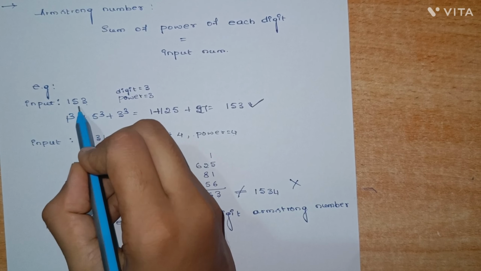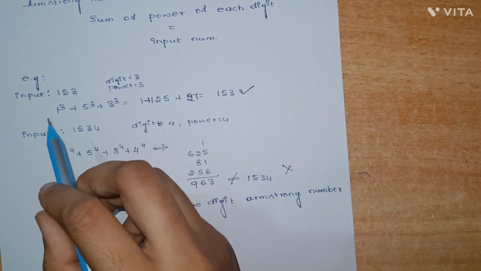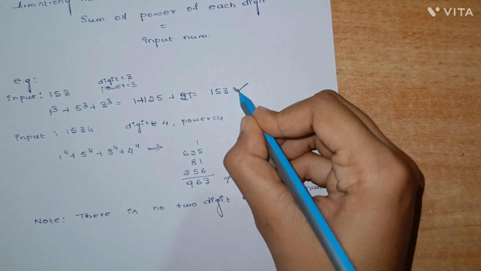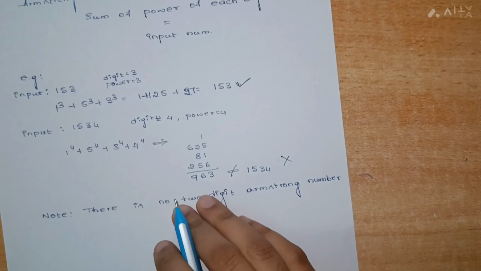For example, 153. Here there are 3 digits, so let's take a power as 3. 1 power 3 plus 5 power 3 plus 3 power 3 is 153. So the given input number is an Armstrong number.